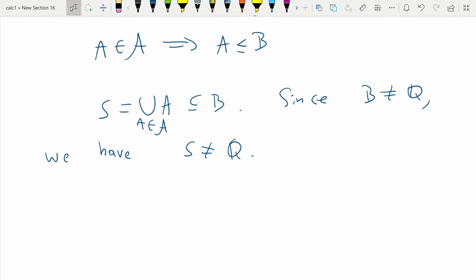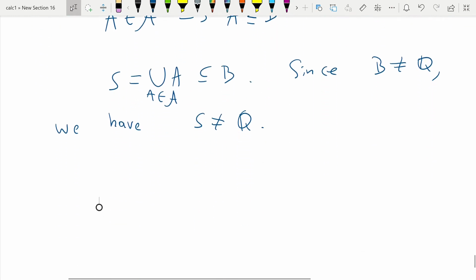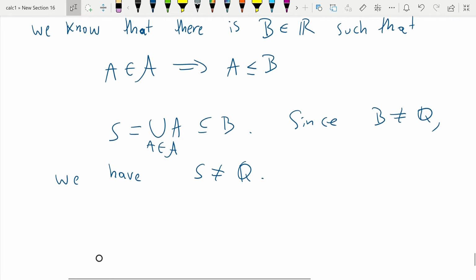Right, so B contains S, and since B contains S, and B is not all of Q, there must be an element that is not in B, and if it's not in B, it's not in S. So S cannot be all of Q. So that's the second thing we had to prove. Now, there are more properties we need to have.